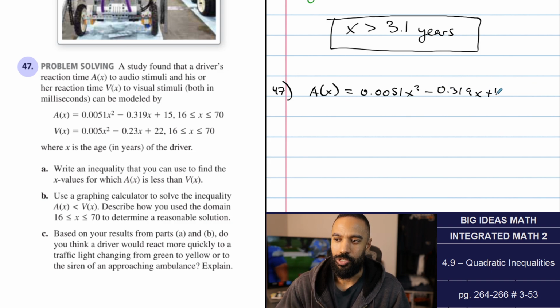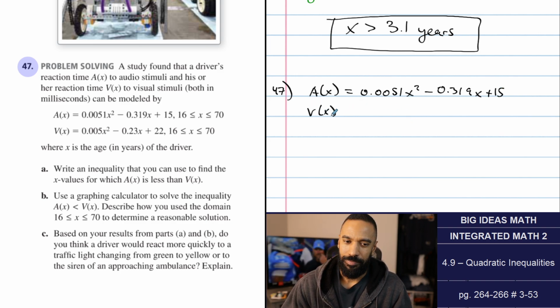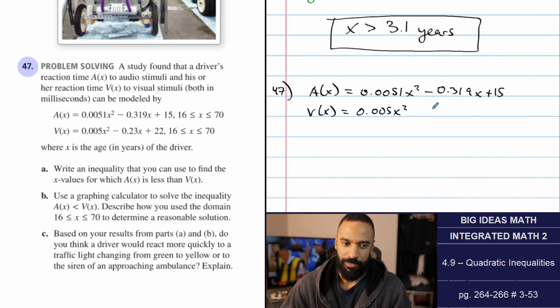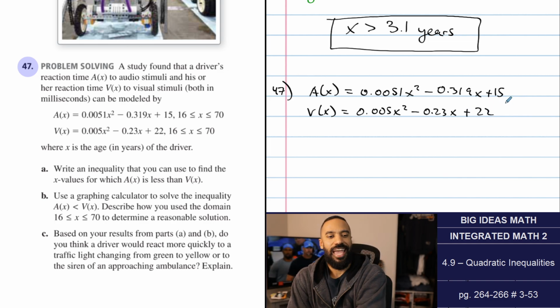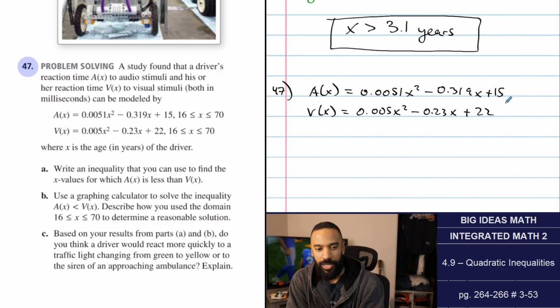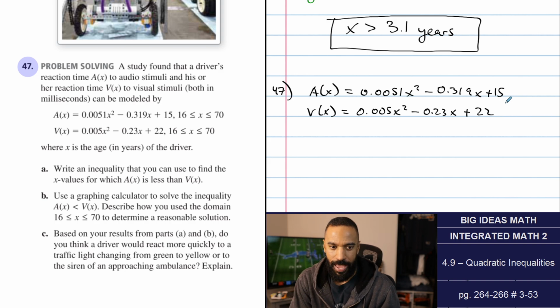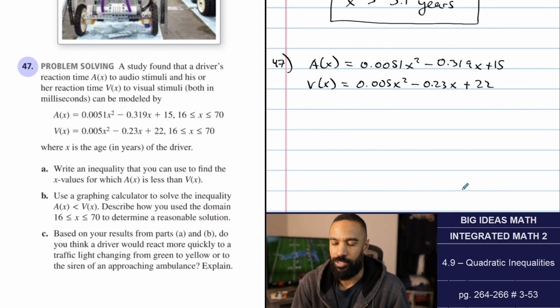This is cool because this is probably scientifically accurate. I'll let them just keep the domain. I'll use it when I go to the graphing calculator. Excuse me, x is the age in years of the driver. Write an inequality that you can use to find the x values for which A of x is less than V of x.